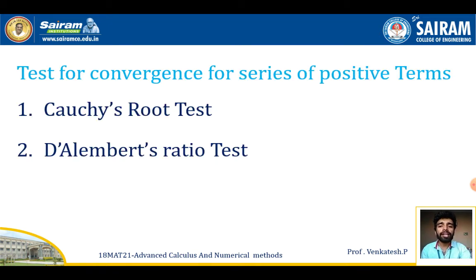To test the convergence of series of positive terms, mainly we have two tests here. The first one is Cauchy's root test and the second is D'Alembert's ratio test. In this lecture, I'm going to discuss how to apply Cauchy's root test and D'Alembert's ratio test. In the next lectures, I'm going to take the examples related to Cauchy's root test and D'Alembert's ratio test.